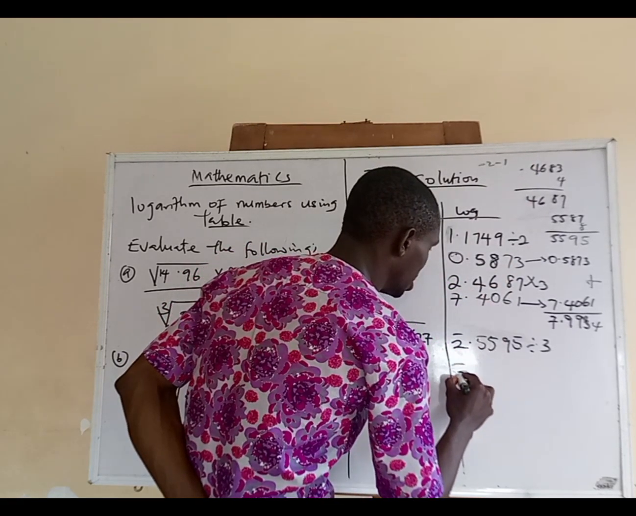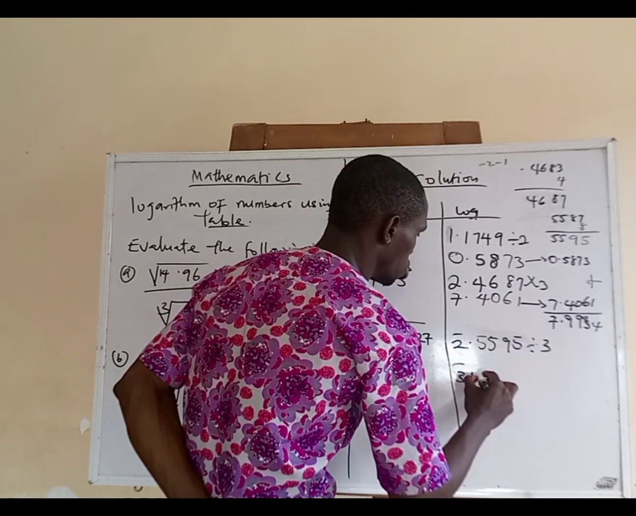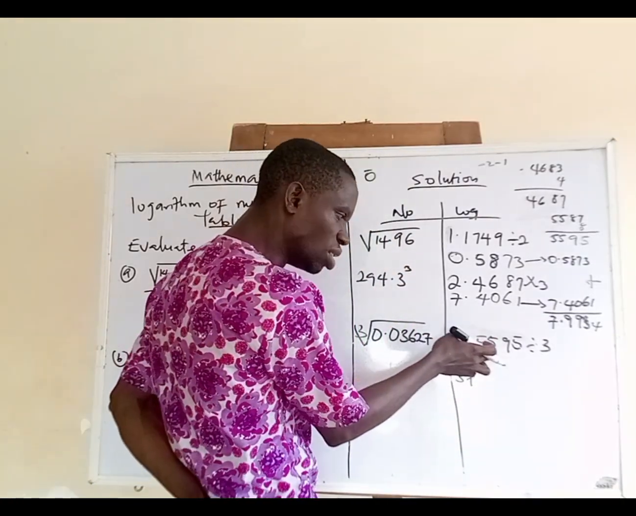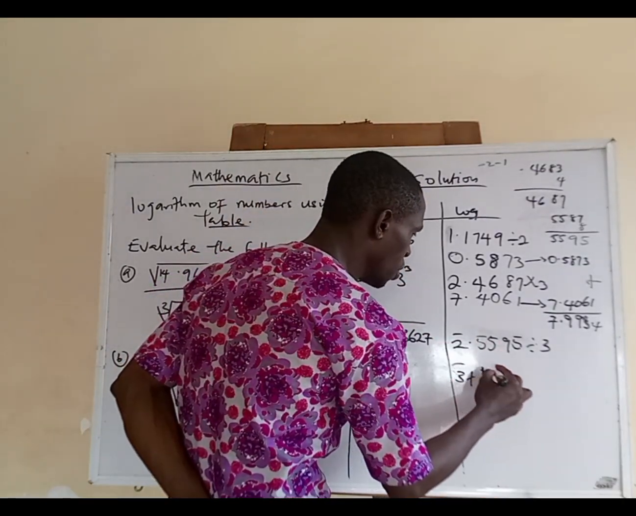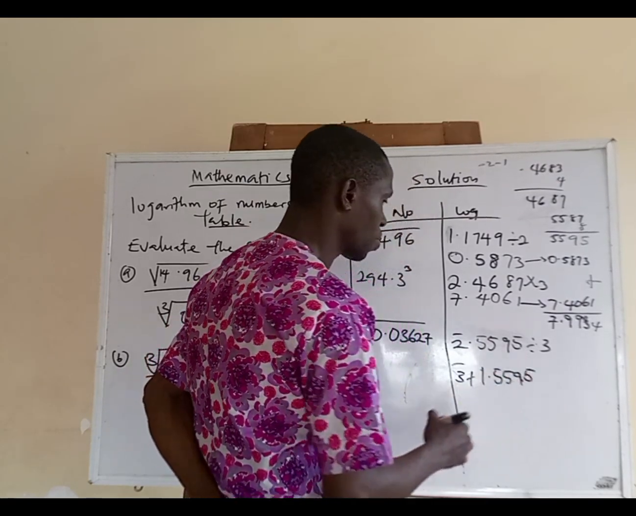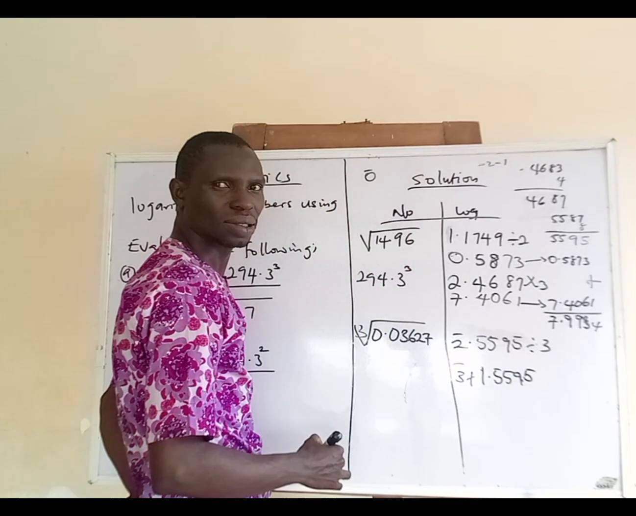Now, you now see bar 2 minus 1. That will become bar 3 point plus. You added 1, you subtracted 1 from this, so you add it to the mantissa. So that will be 1.5595. Please, is that clear? Okay.